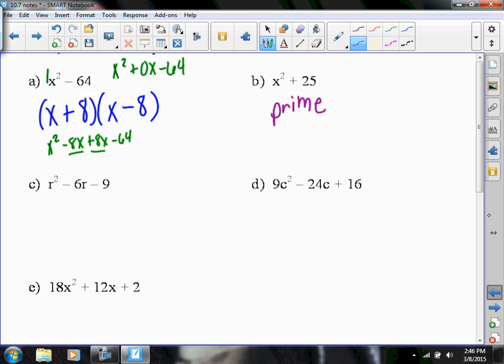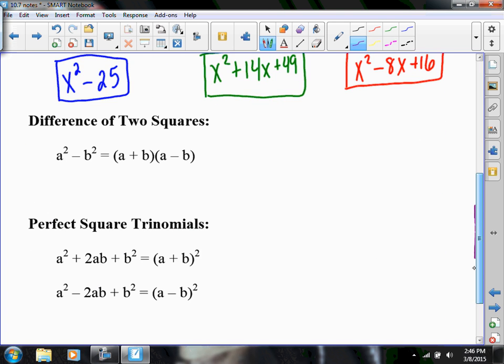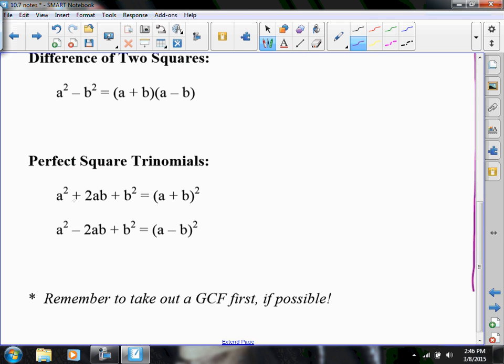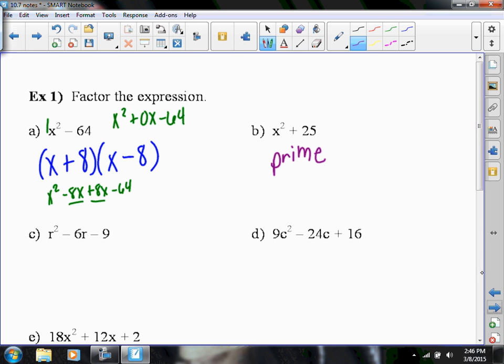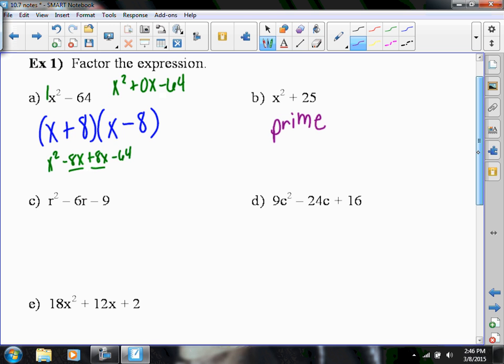And if I go back for just a moment to our patterns here, I didn't have a negative and a negative in either of my patterns. I had a plus and a minus and a plus. So because I don't have those signs that are either plus plus or minus plus, this one is not going to be factorable. This one will also be prime.